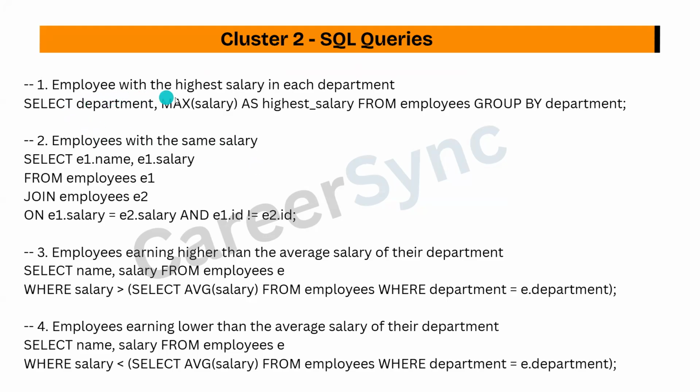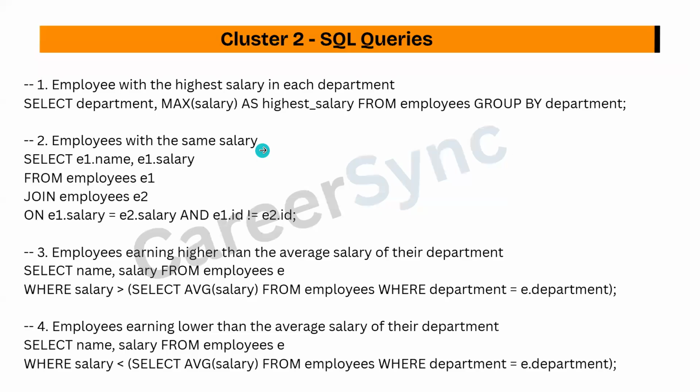Employee with the highest salary in each department. You have to write the query for it. Select department, max(salary) as highest_salary from employees group by department. Next question is to write the query for employees with the same salary.